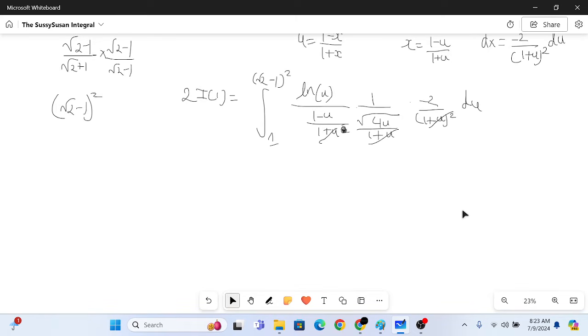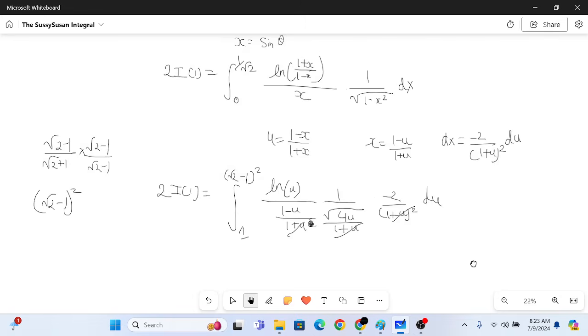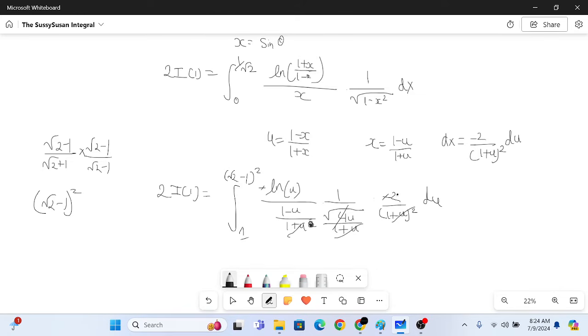Now after this, what I can do is, am I missing something? It seems like I am. Let me check. Okay, I'm missing something. Here we don't really have 1 minus x or 1 plus x, we just have the inverse of that, so I should actually get a minus ln over here, and these two negative signs cancel out. The square root of 4 and the 2 cancel out because they are the same.